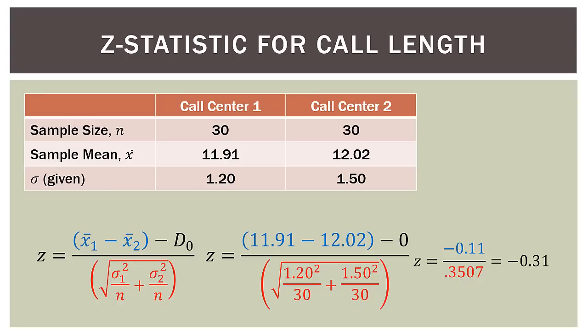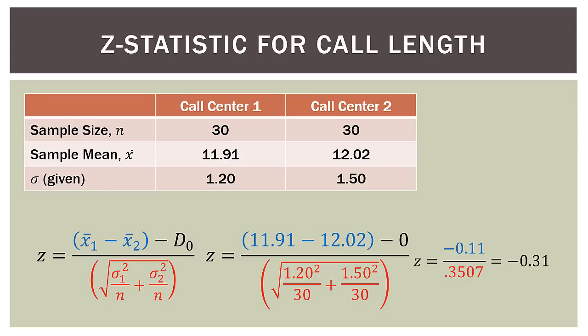0.3507 is the standard error of the distribution of differences. Now what does that mean? Well, remember, the standard error is the standard deviation of the sampling distribution. So, one standard deviation away from 0 would be 0.3507 minutes. Now, 2 deviations away would be twice that, so 0.7014 minutes. So the standard error is just a measure of a standard deviation in the sampling distribution.